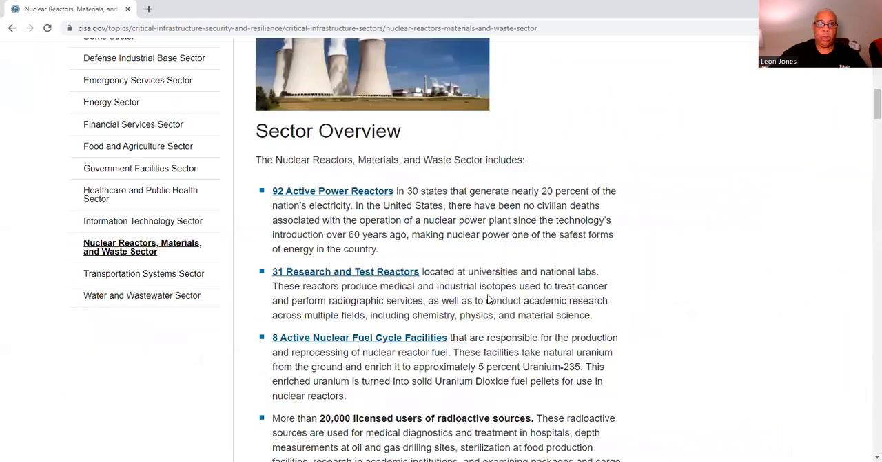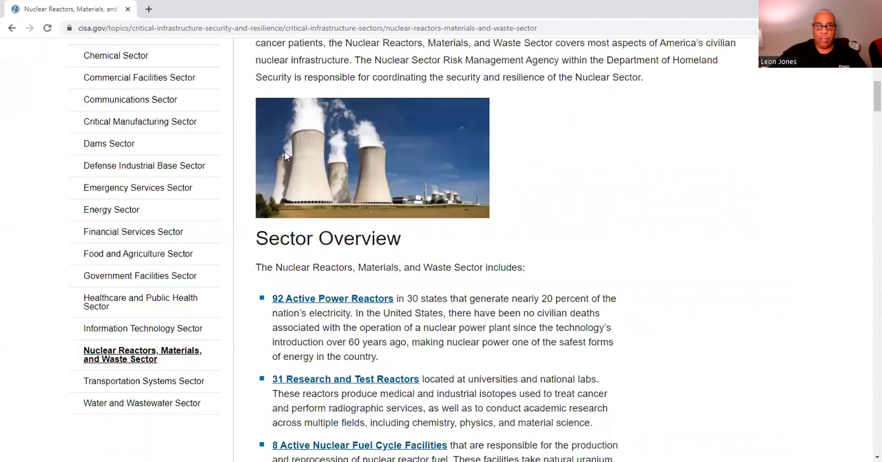We get into nuclear reactors. Again, you want to know what a nuclear power plant looks like when I told you about the nuclear reactors? These are your cooling towers right here. They look like teapots. That's what your nuclear reactors look like. And in 30 states generally, they generate 20% of all the nation's electricity with nuclear power. But that's what a nuclear power plant looks like. These are your cooling towers or your reactors.